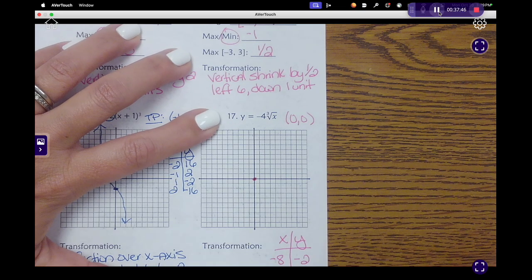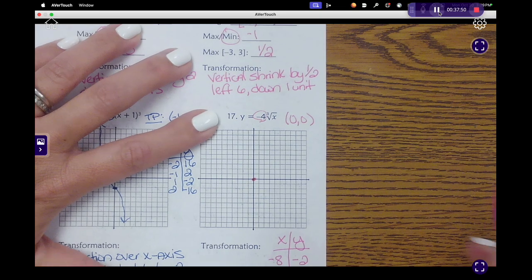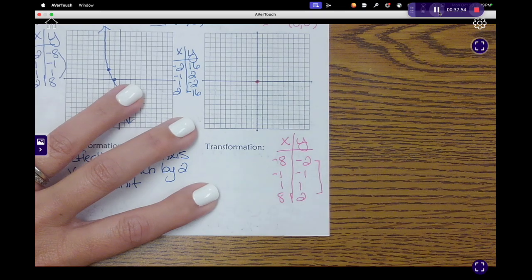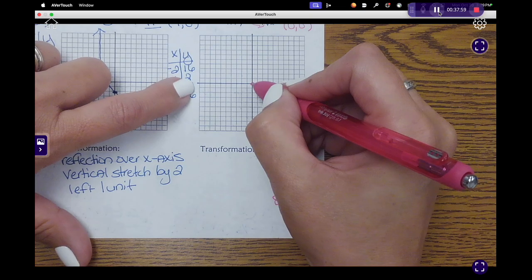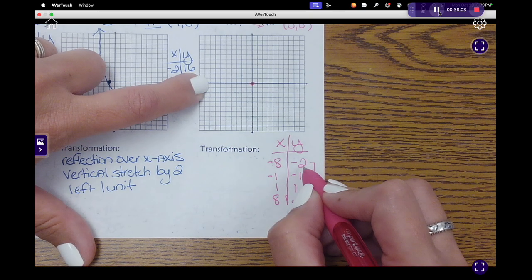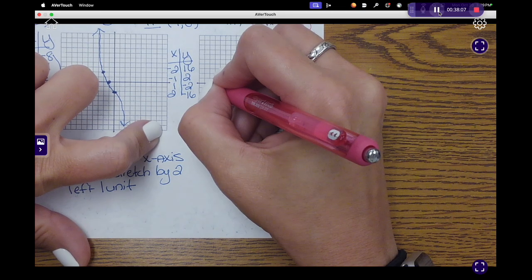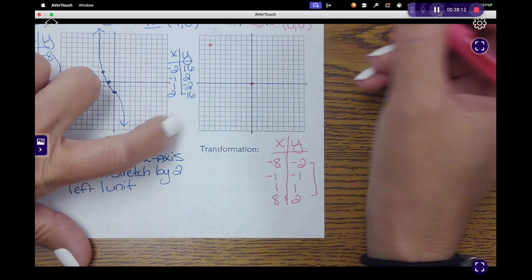So I'm starting at 0, 0, but my a value is a negative 4. So again, just like with all the other ones, I'm taking these and multiplying it by negative 4. So when I go over negative 8, which is going to be over here, I'm going to multiply this by negative 4, so that's going to give me a positive 8. So then I'm going up positive 8.